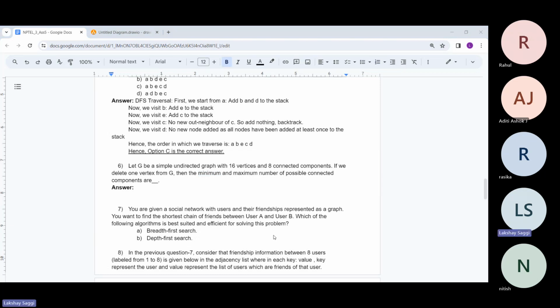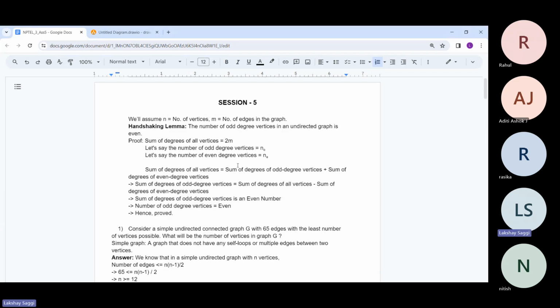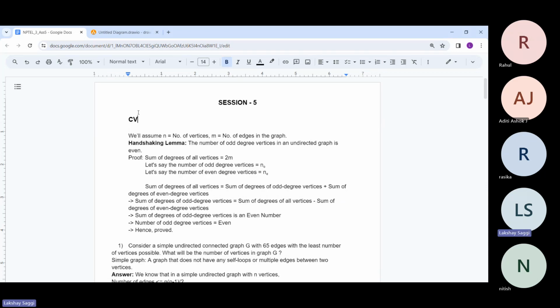Okay, so Rahul is asking in chat to explain what a connected component is. Is a single vertex connected, or just a component? So a single vertex also counts as a connected component, Rahul. A connected component is nothing but, maybe I should put the definition here, what a connected component is.